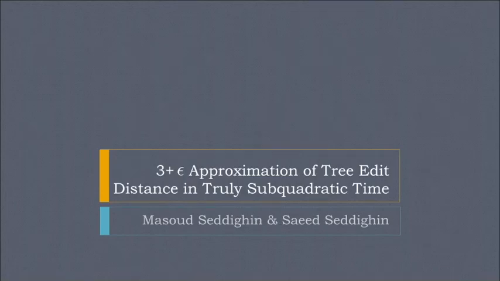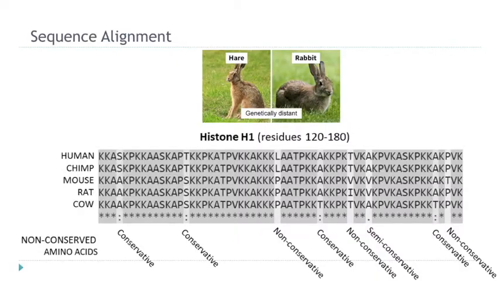In this work, I'll explain how we can approximate the tree edit distance problem within a constant factor in subquadratic time. Let me start by motivating the problem for you.